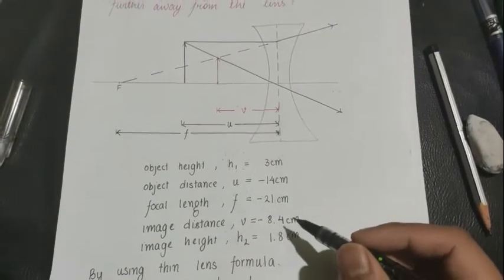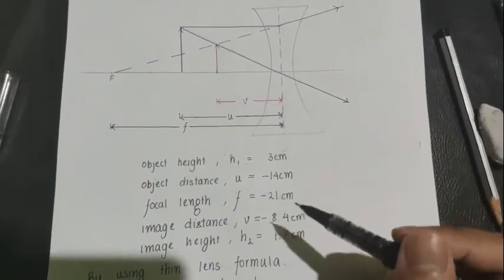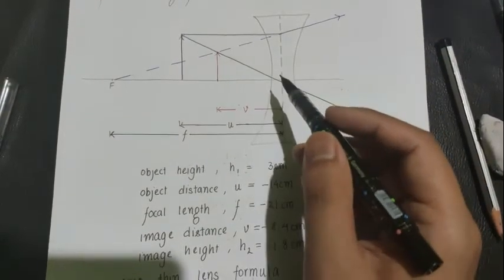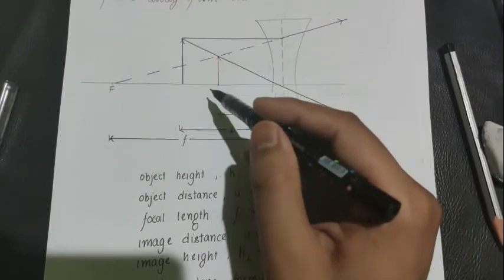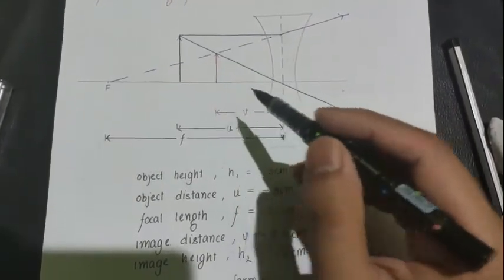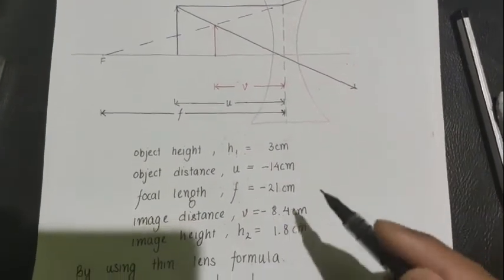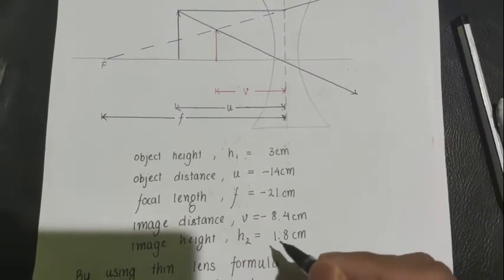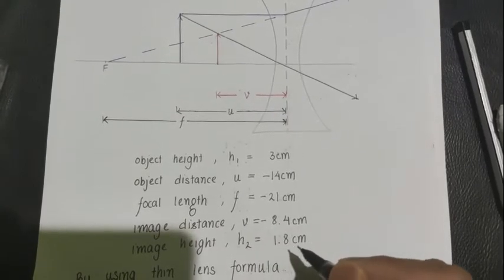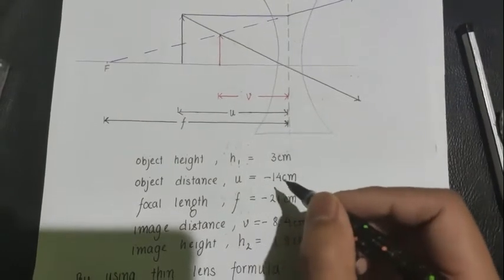Now we will describe the image produced by the lens. Now in our case, your image distance is minus 8.4. What does that mean? The image is formed in front of the lens. If the image is formed in front of the lens, what kind of image is it? It is a virtual image. Next, the height of the image is how much? 1.8 centimeter.